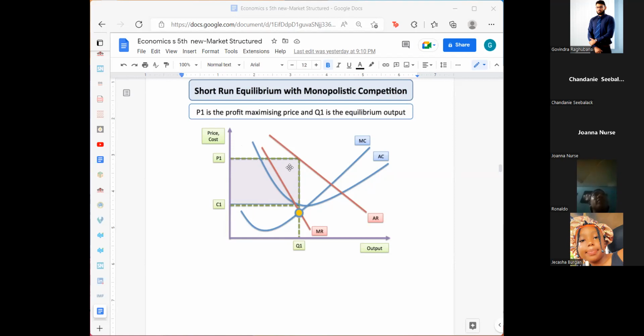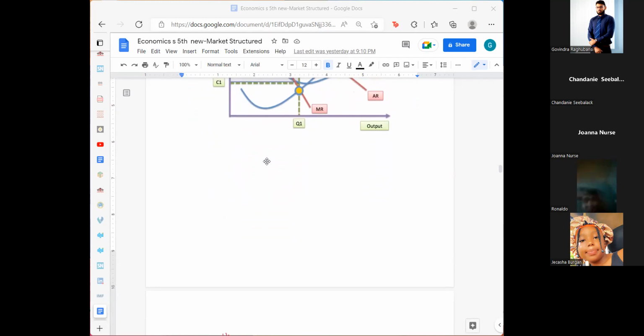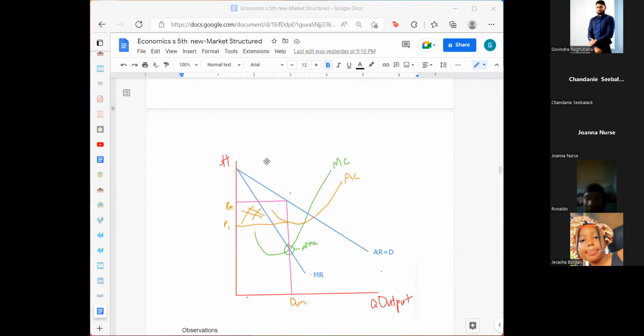Yeah, it's a shaded area. There's the equilibrium position in the short run. Again, I just wanted to go through that with you. It's the same thing we did when we had our diagram yesterday, my diagram. Mine is a bit neater, but it brings out the same point, right?